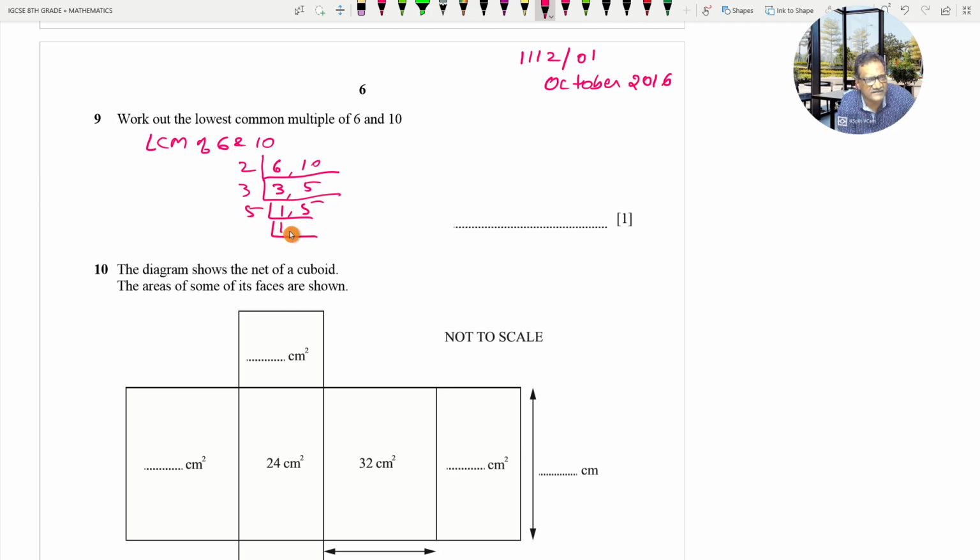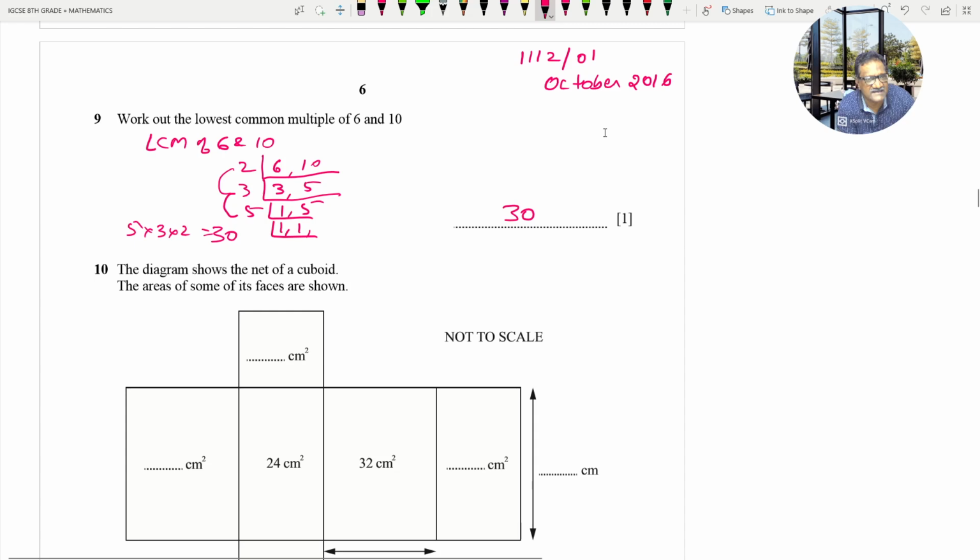Then I'll take 5. So 5, I'll repeat this 1 over here, and 5 1s are 5. Until I get 1 and 1 at the bottom, I have to keep on doing it. Now the LCM will be 5 into 3 into 2, which is 30. So the LCM has to be 30. This is one of the methods. There are many other methods, you can try any method to get this answer. That was question number 9.